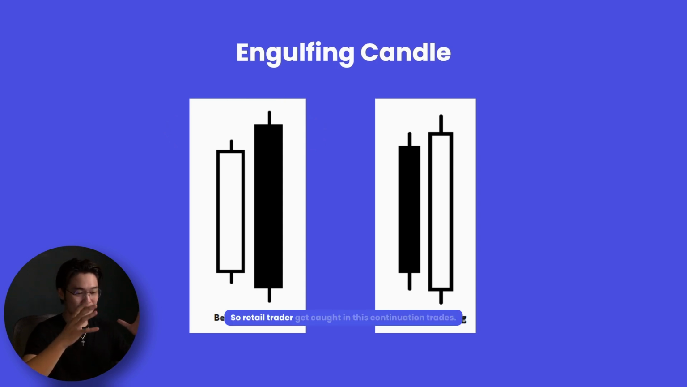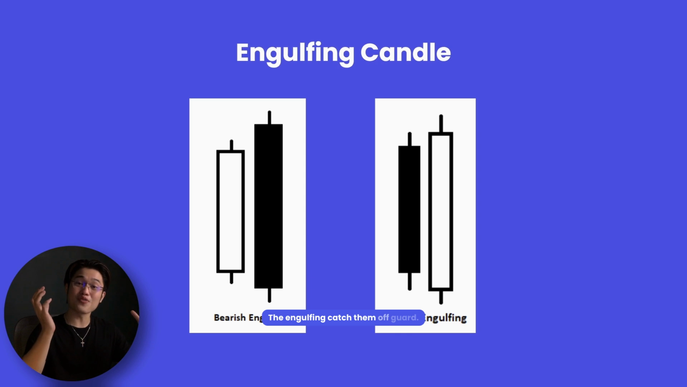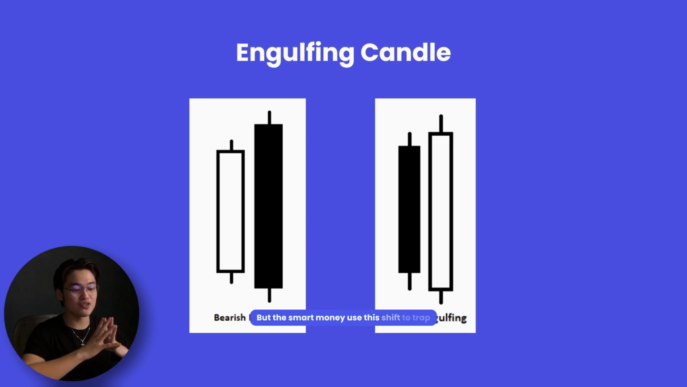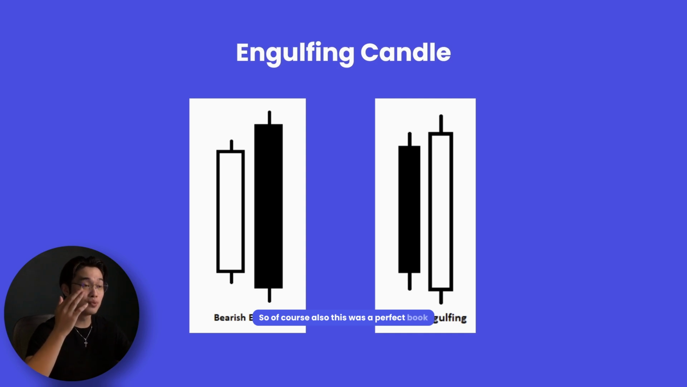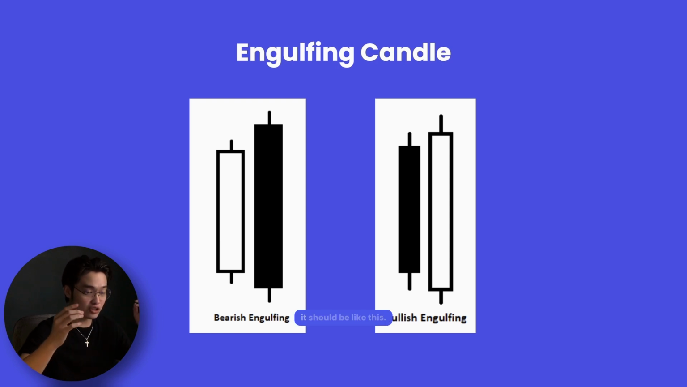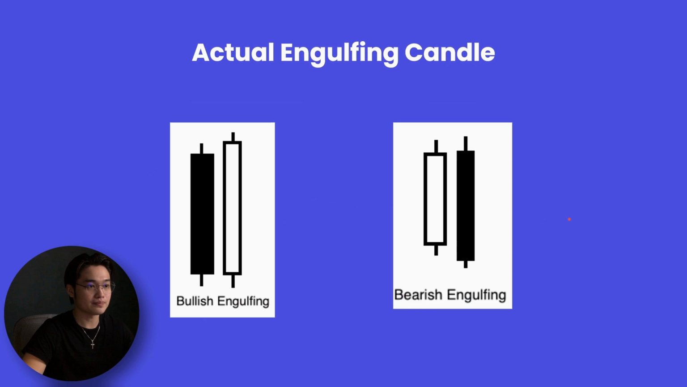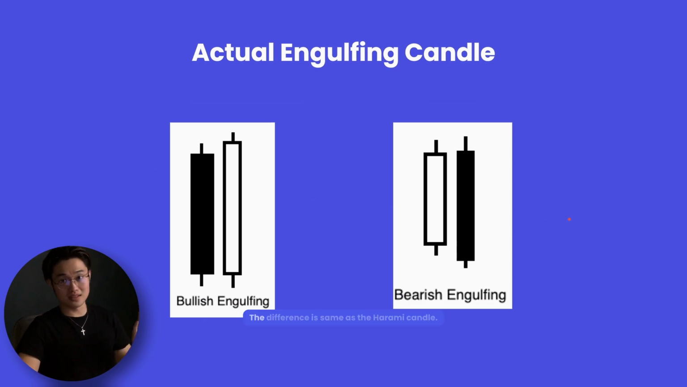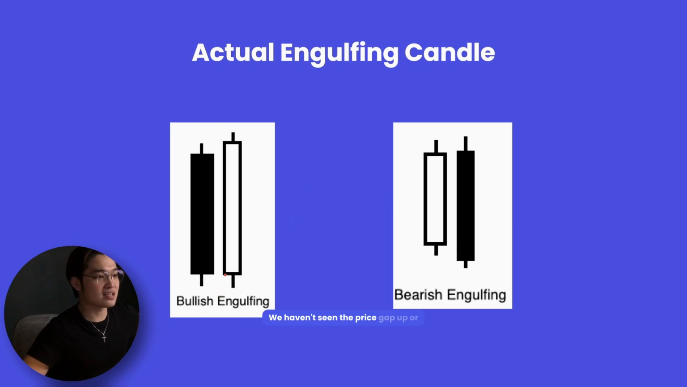Okay, so retail traders get caught in these continuation trades. The engulfing catches them off guard, but smart money uses this shift to trap delayed entries. Of course, this was also a perfect book example of the engulfing candle. If you want to see what it's like in a real-time chart, it should be like this. There you are. The difference is the same as with the harami candle. We haven't seen the price gap up or gap down here. Gap up.